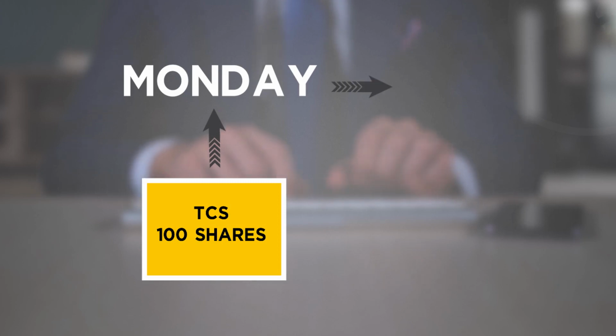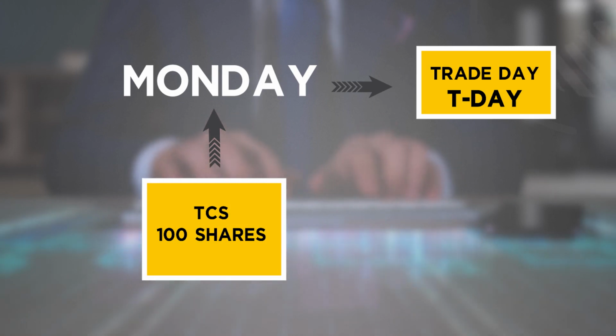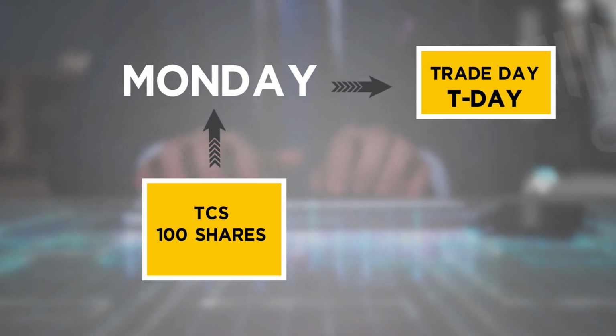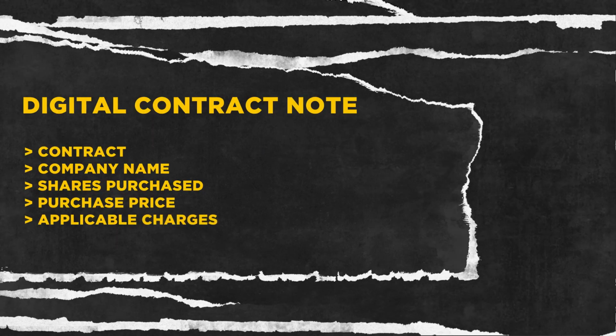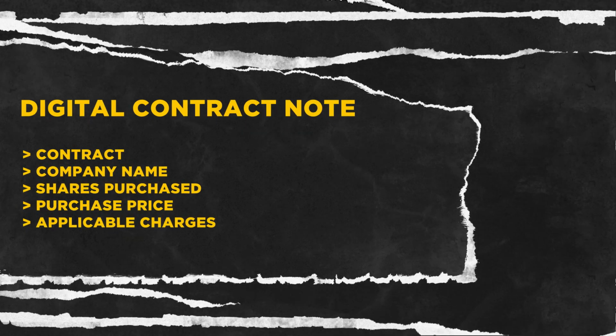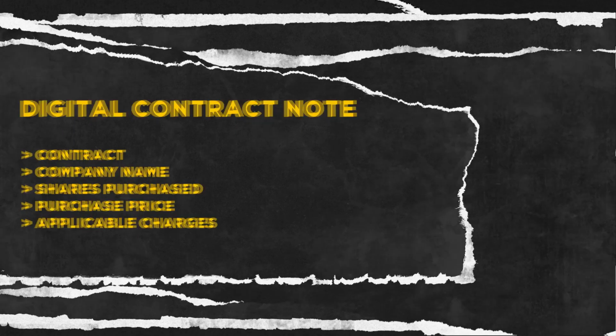An example: suppose you're buying 100 shares of TCS on Monday. Monday is known as the trade day or T-day, at the end of which your bank account will be debited for all the costs around your purchase. What you will receive is an electronic contract note, which is a legal document from your broker giving all the details like name of the company, number of shares purchased, price at which purchased, and applicable charges.